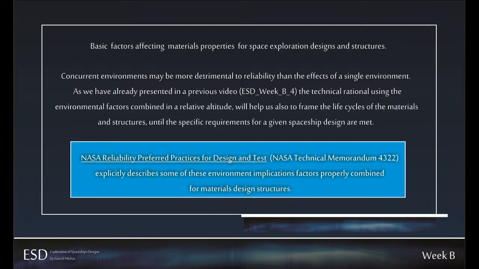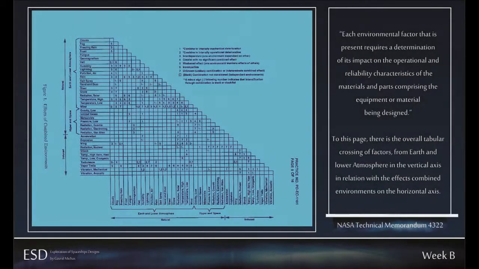NASA Reliability Preferred Practices for Design and Test, NASA Technical Memorandum 4322, explicitly describes some of these environment implications factors properly combined for materials design structures. Each environmental factor that is present requires a determination of its impact on the operational and reliability characteristics of the materials and parts comprising the equipment or material being designed.